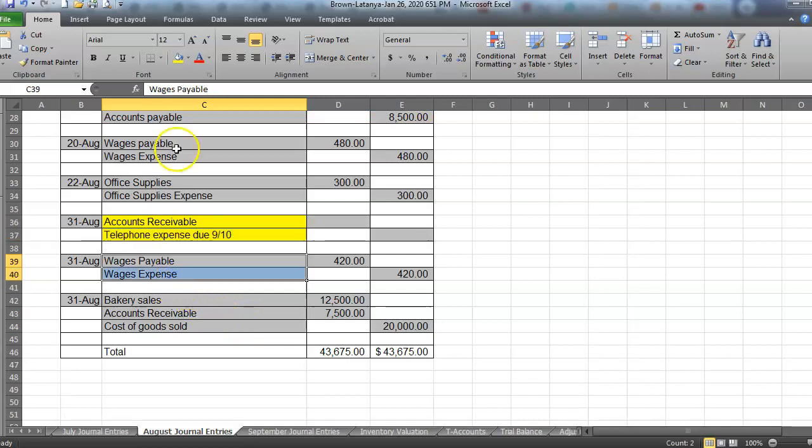And here, you just have the entries in reverse. Leave the dollar amounts alone, just reverse it. Debit should be to the expense and not to the payable.